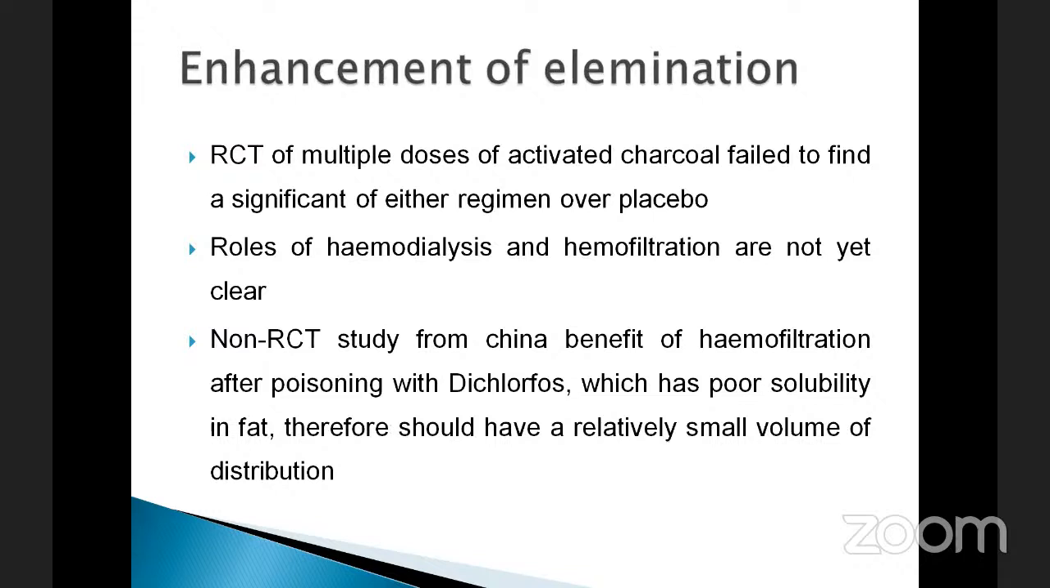Coming to enhancement of elimination, a randomized controlled trial of multiple doses of activated charcoal failed to find a significant difference between either regimen and placebo. The roles of hemodialysis and hemofiltration are not yet clear. No randomized controlled study from China shows benefit of hemofiltration after poisoning with dichlorvos, which has poor solubility in fat. Therefore, it should have a relatively small volume of distribution.